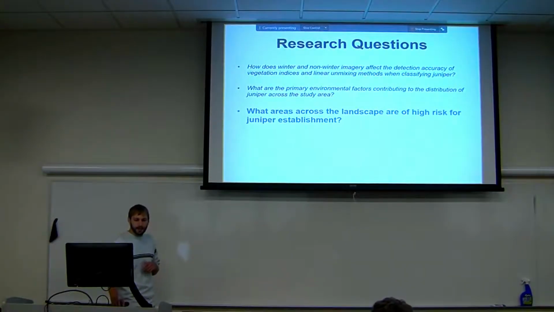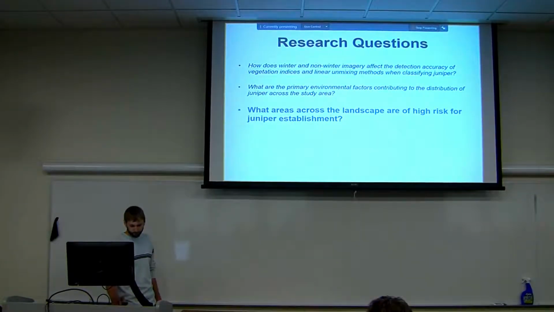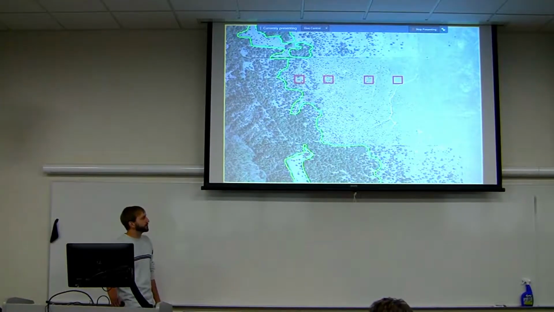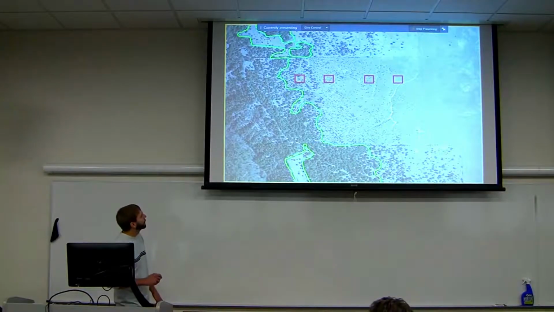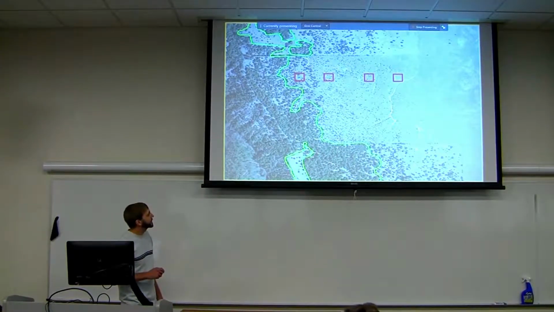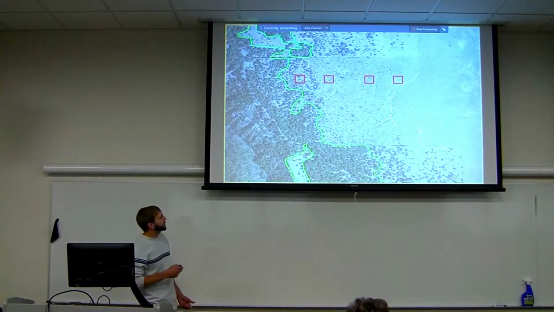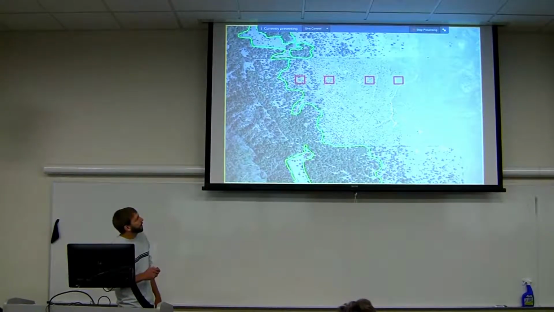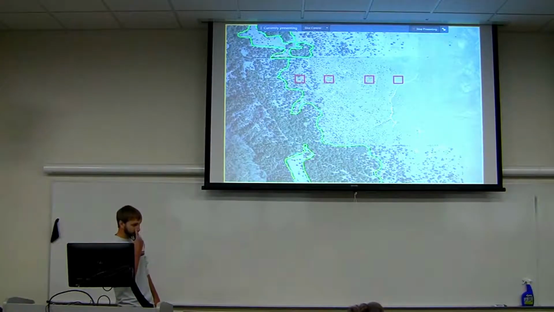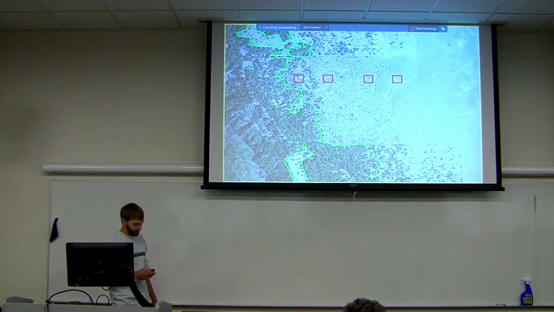Next, we want to determine what areas across the landscape are at high risk of Juniper establishment. As I previously mentioned, we do have a high detection probability for areas of high density, highly concentrated Juniper spots. However, as we get into lower density areas, our detection rate dramatically decreases. For that, we want to come up with a secondary model.